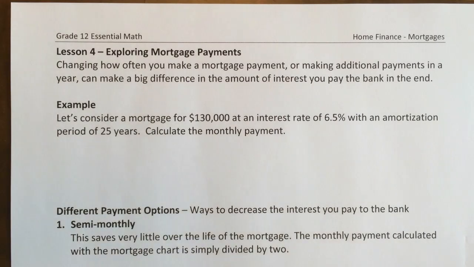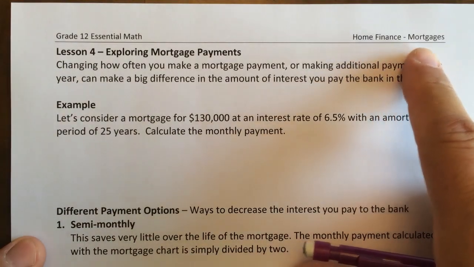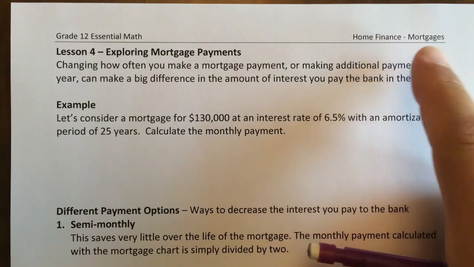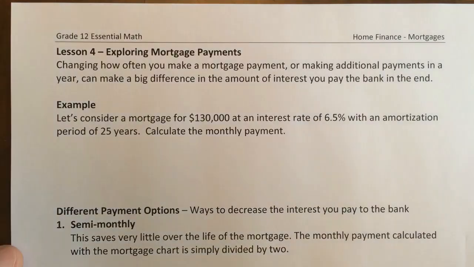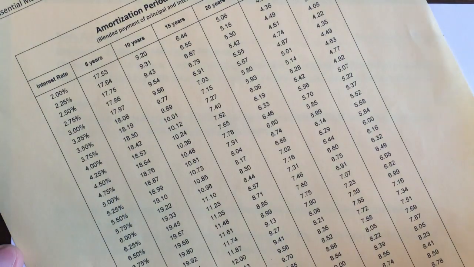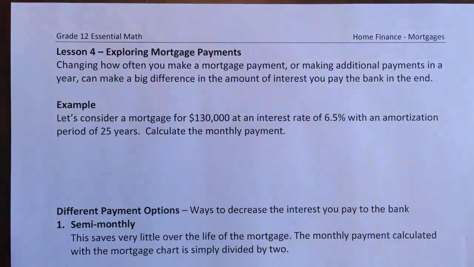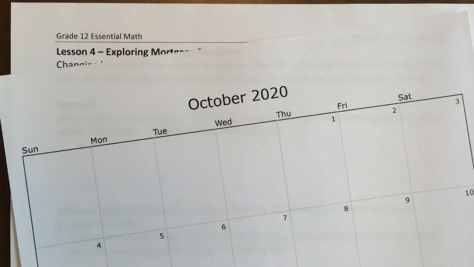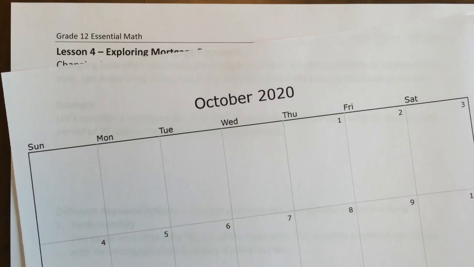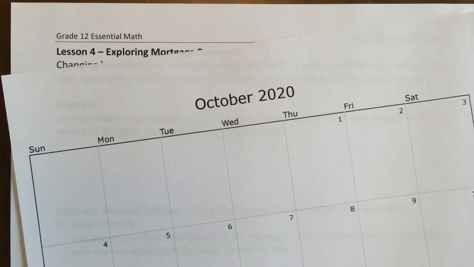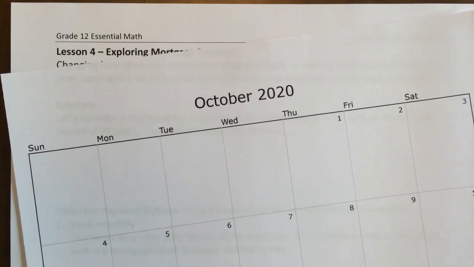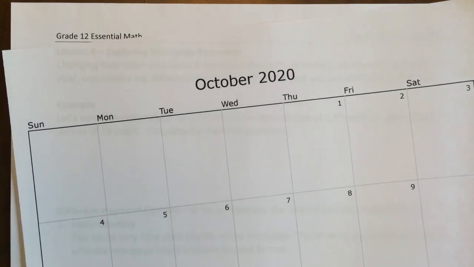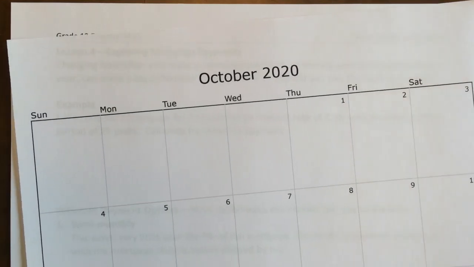All right, welcome back. It's Mr. Bestwater, and we're going to take a look at lesson 4 in home finances, where we're still talking about mortgages. All right, what I have handy here today is my amortization table, and we'll refer to that shortly. And I also have a month calendar for October 2020. Now you can grab almost any month, but if you have a calendar handy, so we can take a look at it and explore a little bit, the calendar will be very helpful for us today.